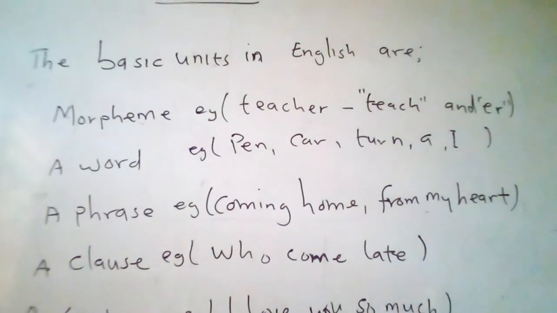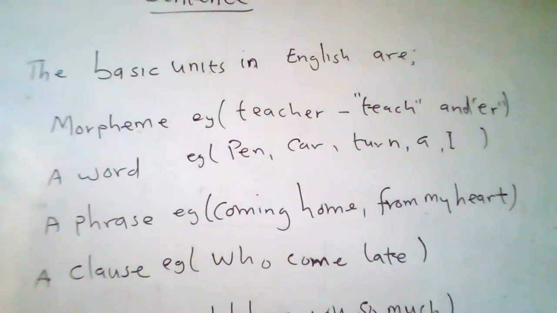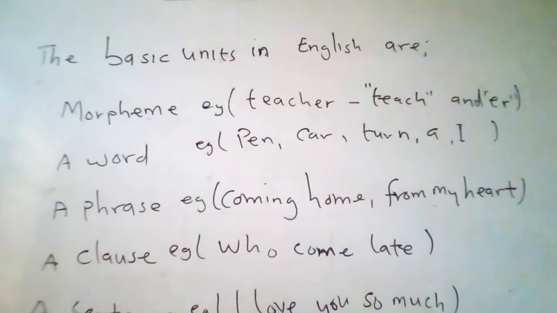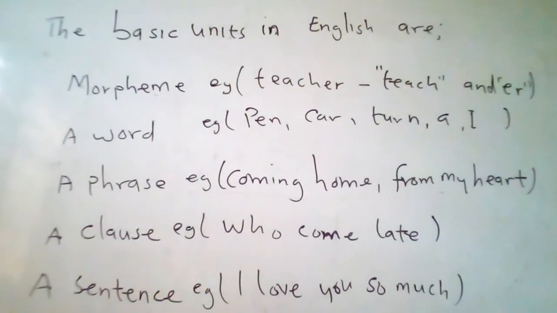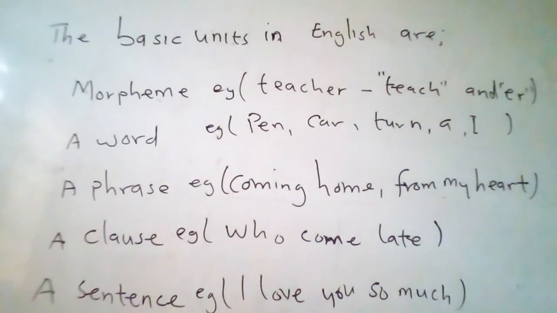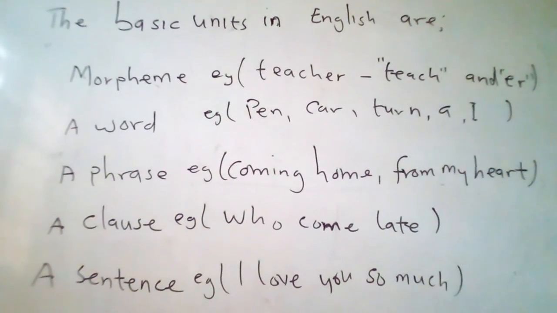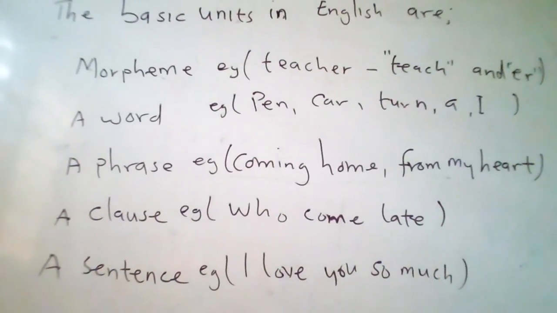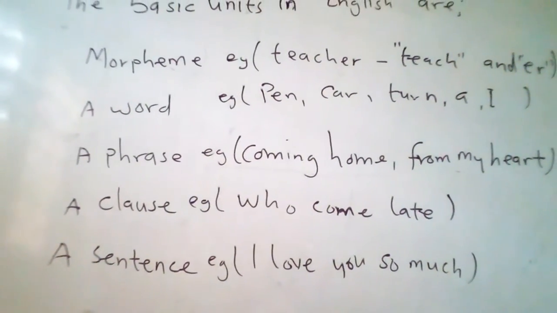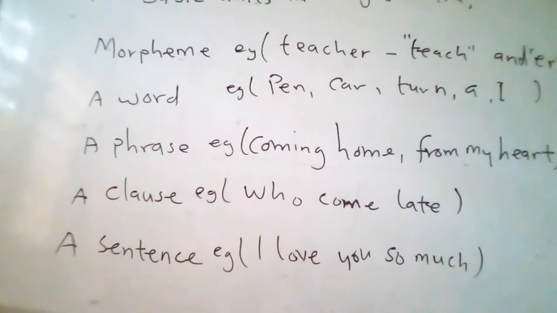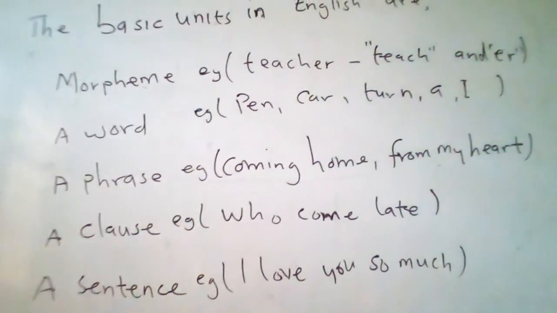So examples have been given to you. A phrase is a small group of words without a finite verb. Please take notes about this. Remember, a finite verb is a verb with its corresponding subject matching it in the same expression. So a phrase has no finite verb. Examples of phrases are coming home, a basket of flowers, from my heart, in the garden, the class prefect, the future leaders. Those are the phrases.